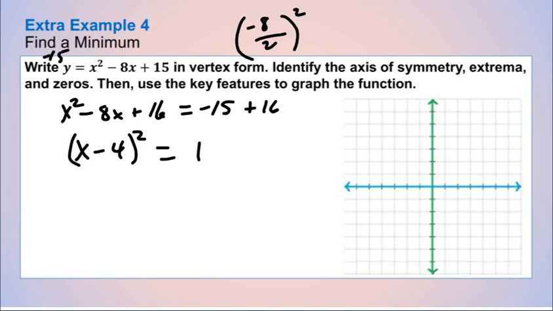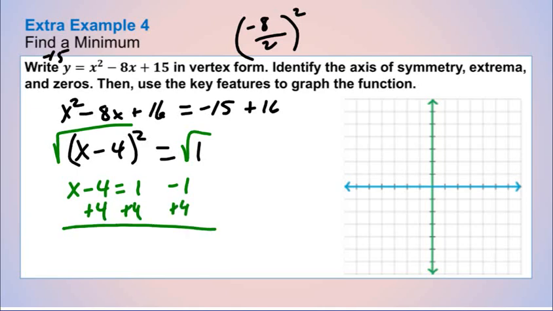Now to find my zeros, I find the square root of both sides, and I'm left with x minus 4 equaling a positive 1 and a negative 1. Then I can add 4, and I'm left with x equaling 5 and x equaling a positive 3. So those are my zeros.